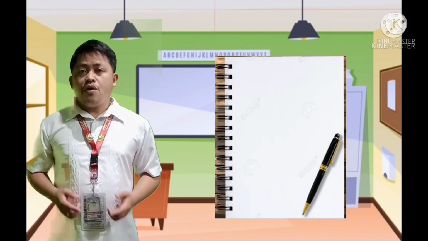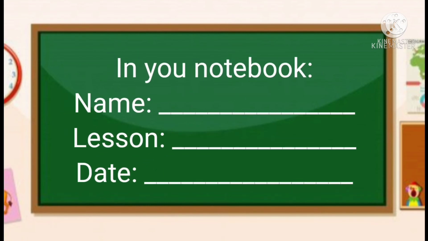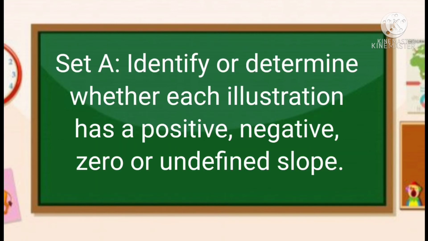This is the time to test your knowledge. You have to answer the following questions or problem. Write your answer on your activity notebook. In your notebook, do not forget to write your name, the title of your lesson, and the date. For set A, write number 1 to 5. You will only identify or determine whether each illustration of the graph or line has a positive, negative, 0, or undefined slope. This is very easy. Don't be lazy. This is your chance to pass the subject.